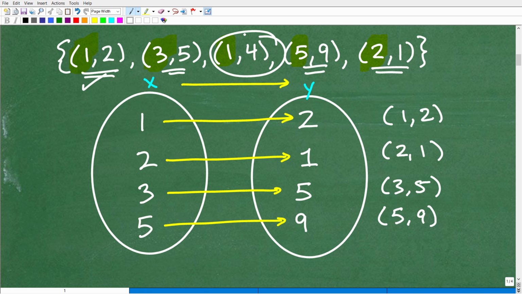Now, let's take a look at this situation. So I could write it like this. Most of you would be like, okay, 1 maps to 4. Should we do it this way? 1 maps to 4? Well, no. That's not the way you do it. So the way a mapping diagram works is if you already have that number written already in the sets, you don't rewrite the same number twice. In other words, I already have 1. I don't need to write another 1 over here.